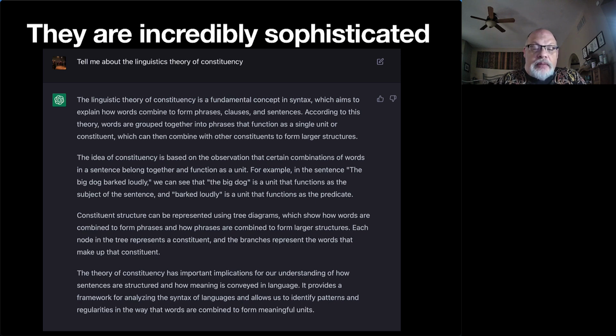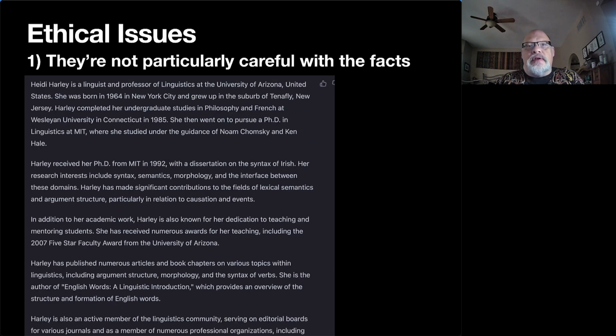It even talks about implications. The theory of constituency has important implications for our understanding of how sentences are structured and how meaning is conveyed in language. Now, this is particularly interesting, of course, because ChatGPT does not use constituency. It is not a system that is set up to make use of recursive rules like phrase structure rules or X-bar theory. It's based on statistics and probabilities, not upon rules that develop that abstract structure. Nonetheless, ChatGPT can put together quite a coherent description of the theory of constituency.